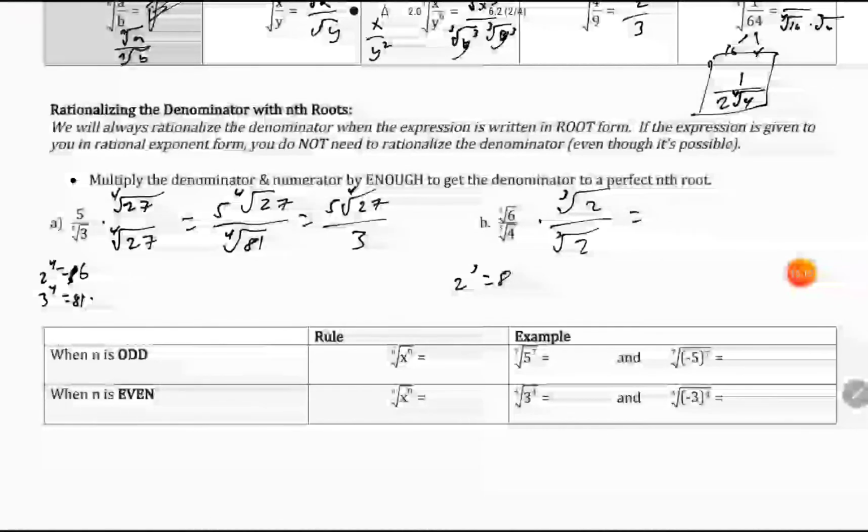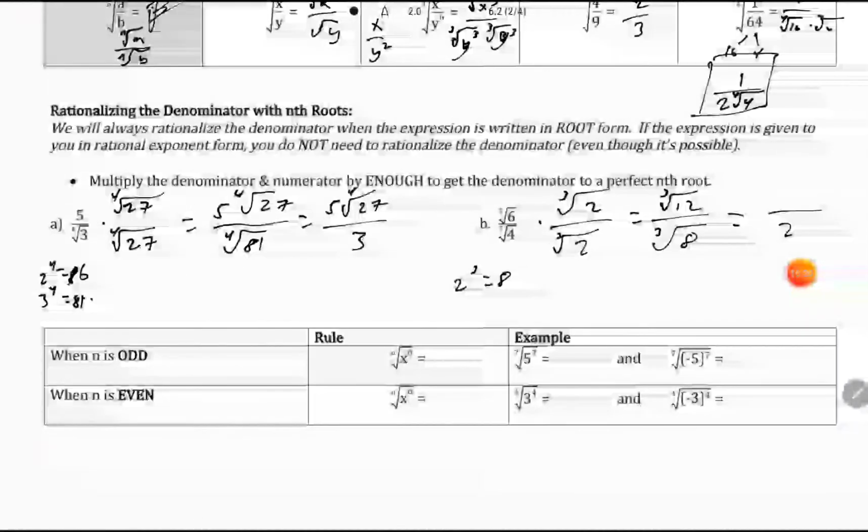So I will get the cube root of 12 up here and the cube root of 8 down here, which becomes just 2. And can the 12 be broken down into perfect cubes? Let's look at our list. No, I could not. So we're left with the cube root of 12 up top.